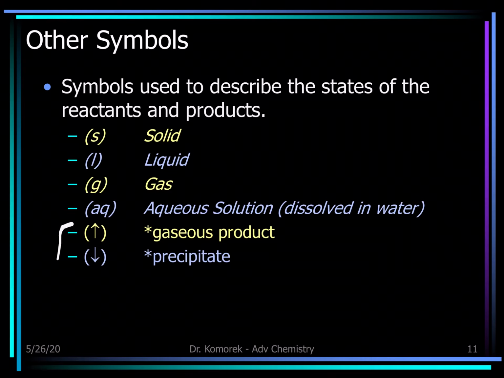The last two I hardly use because there are other ways of doing it, but you may see an upward arrow in our textbook that represents a product that's produced that's a gas, and a downward arrow represents a product that's produced that is a solid. You can also do the same thing by just placing a G for the upward arrow or an S for the downward arrow, and that's what you typically see in a lot of books and a lot of worksheets.